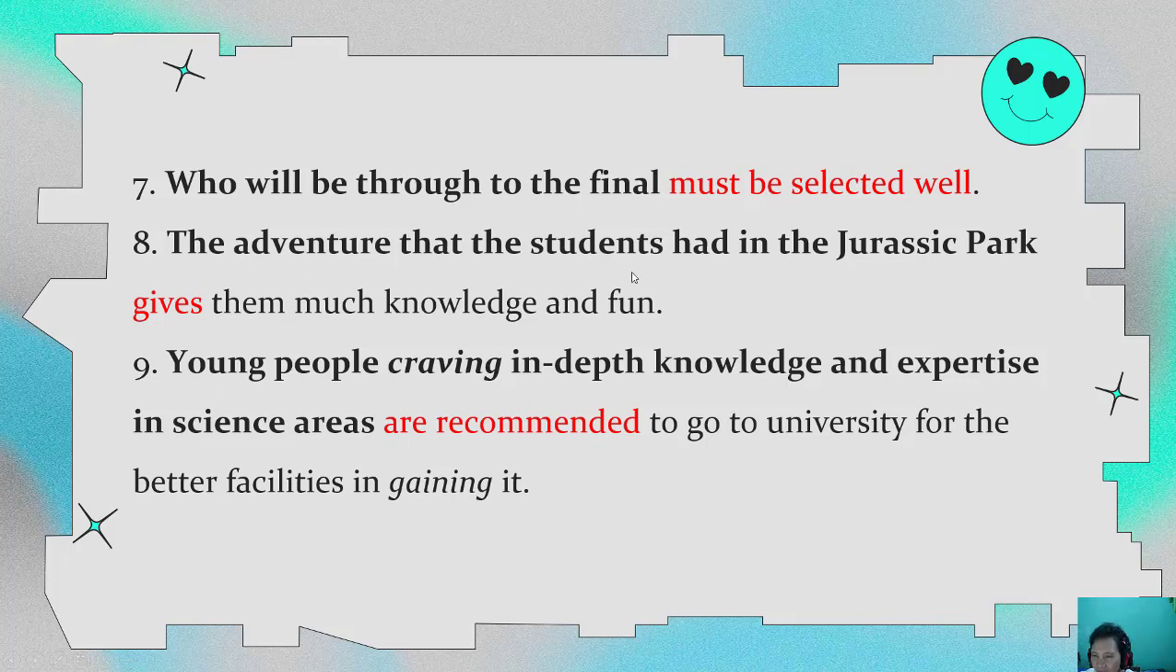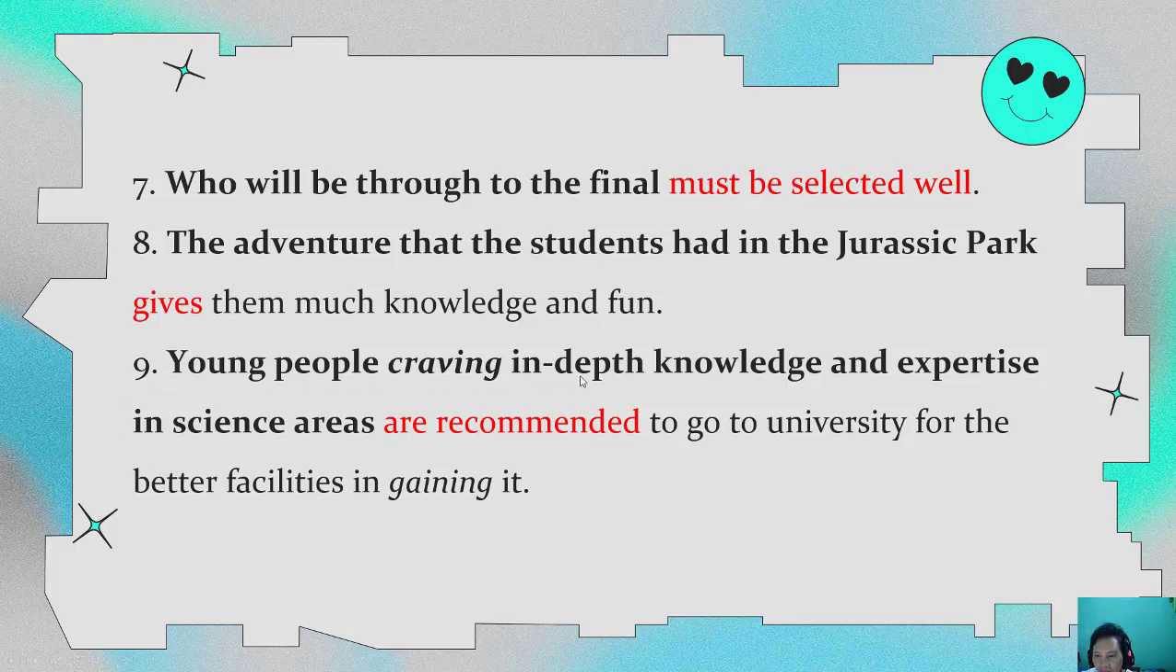And don't forget, this is not the main verb because it is the verb or the predicate for the clause. If you have a complex sentence with a noun clause, adjective clause, adverbial clause, the main predicate is from the main sentence. Okay, number 9.